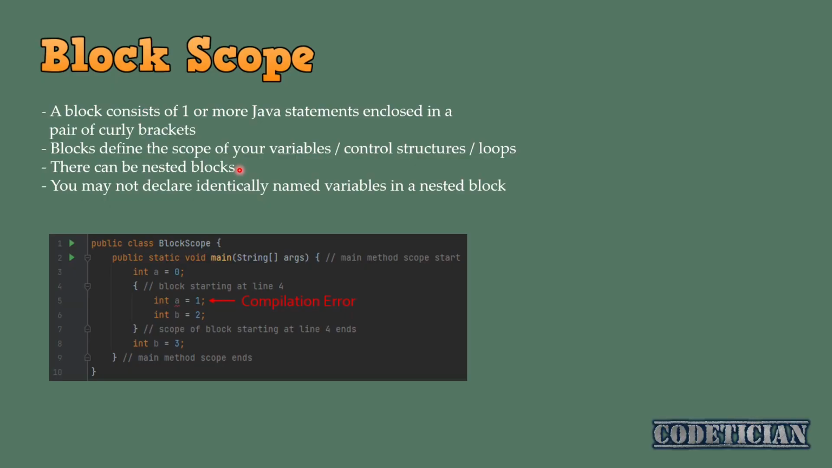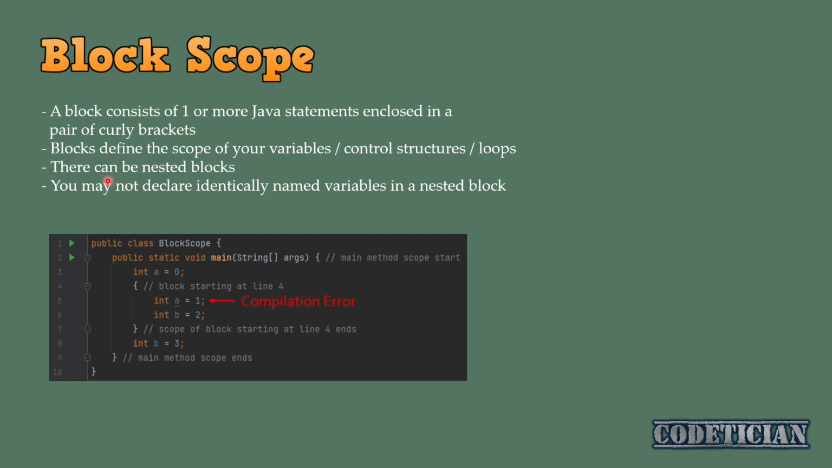Let's start. So what is a block? A block consists of one or more Java statements that are enclosed in a pair of curly brackets. So anything that you write between two curly brackets is one block of code. Now what are these blocks used for? Blocks define the scope. They define the scope of your variables, control structures, and loops.